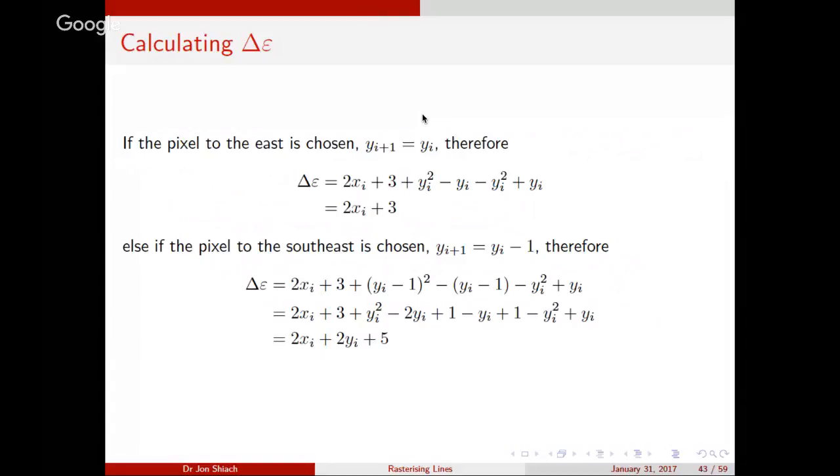If the pixel to the southeast is chosen, we subtract 1 from our y coordinate. So instead of this yi squared, we have yi minus 1 squared. And likewise there. Okay, so we multiply them out, do some cancellations, and we end up with 2x plus 2y plus 5. So we've got our change in errors. Notice these x and y are always going to be integers because they're pixel coordinates. These are all integers, so we're just dealing with integer arithmetic.